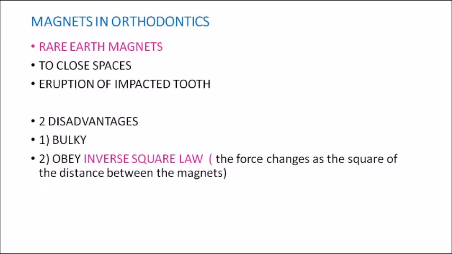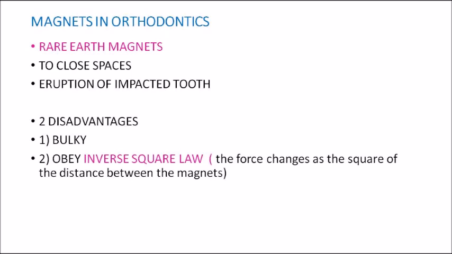Now coming to magnets in orthodontics. Magnets in orthodontics were used to close extraction spaces, and also as an aid in eruption of impacted teeth. Rare earth magnets have been used for these purposes, but one of the drawbacks of these magnets is that they are too bulky, and they obey the inverse square law.